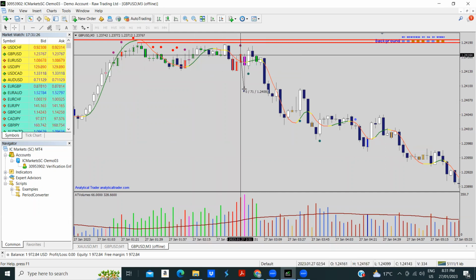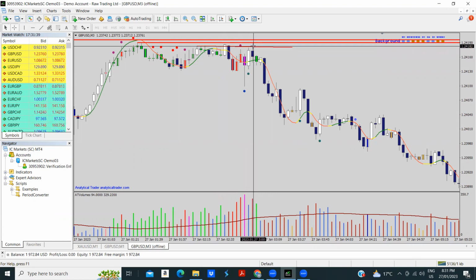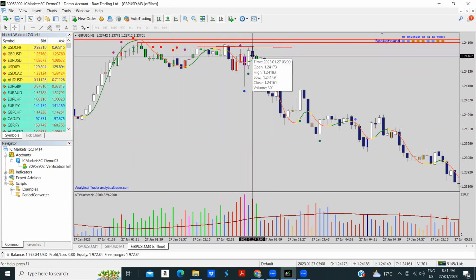That's the first entry. But in case you miss this entry, you can re-enter right over here, because if you draw this structure, this one and this one is the second one here. This is tested here, this tested here, this is tested here. You can see a very huge bar test here. You place your stop loss here.